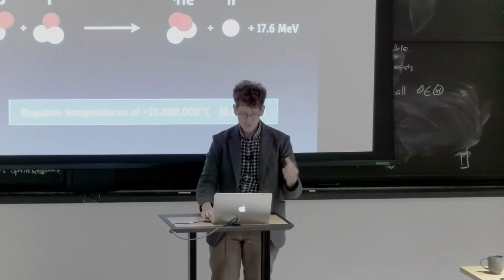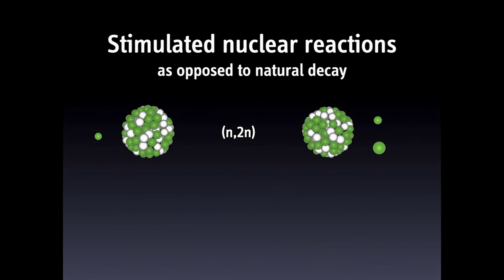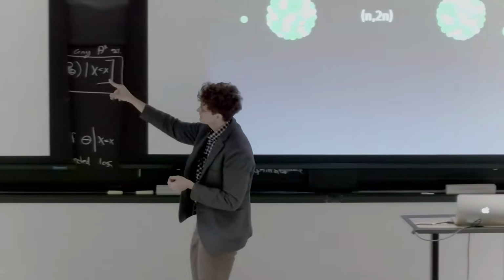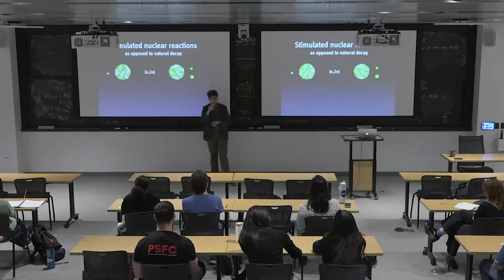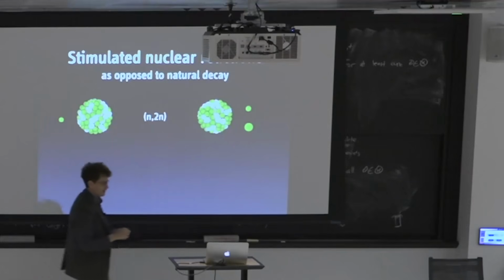All right, so that's fusion. What about fission? What can you do with heavy nuclei? The story is a little bit different. Stimulated reactions to heavy nuclei, there are lots of them that exist. This is one example. It's called the n,2n reaction. You shoot a neutron at a nucleus, and it kicks off 2 neutrons. And so you unbind 1 neutron, and you get a change, and you get some energy out.